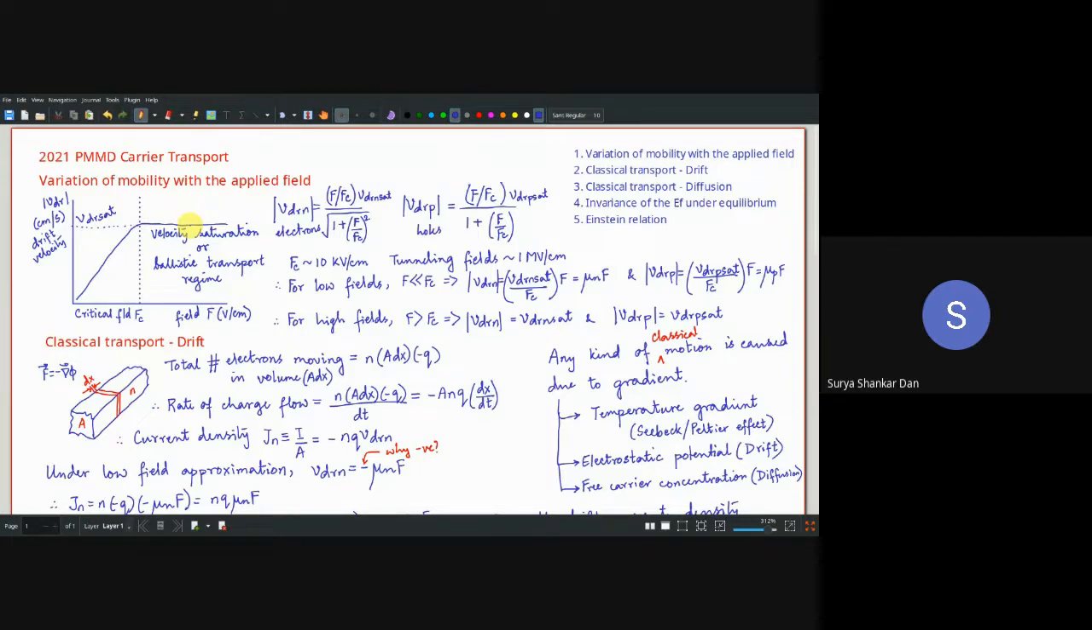Now the first question to all of you: why does it saturate? Any guess? Any physical intuition into this? Anybody? Why does the velocity saturate beyond a certain critical field? You might have done it in your ICFT class, or else in your BTech. Anybody? Yes. Due to collision.